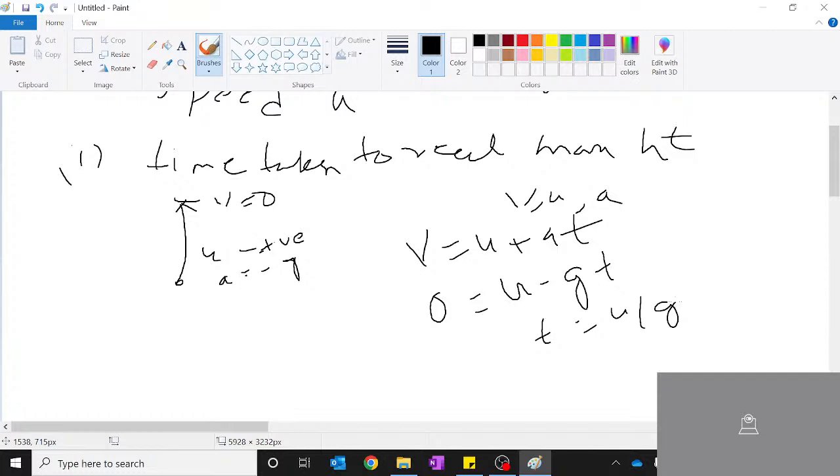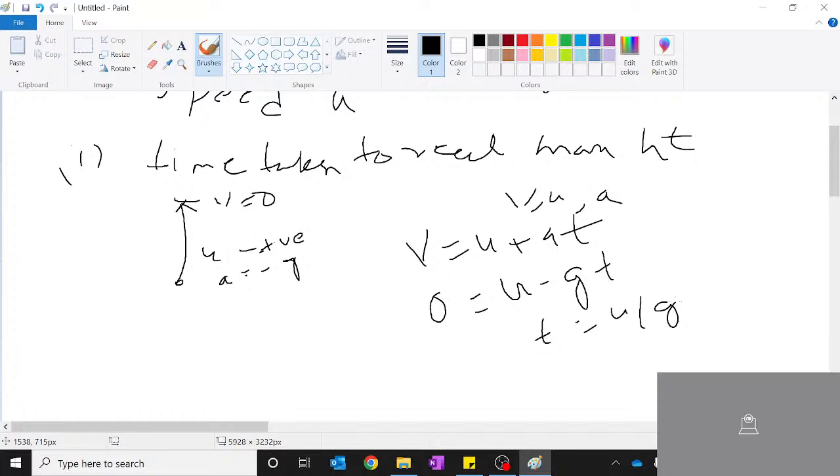From the question, we were given u. You already know g because it is under gravity, and because they asked for the maximum height, at maximum height your v becomes 0. Therefore you are finding the time taken. You have v, a and u, and from these you find t, using the same equation v = u + at.